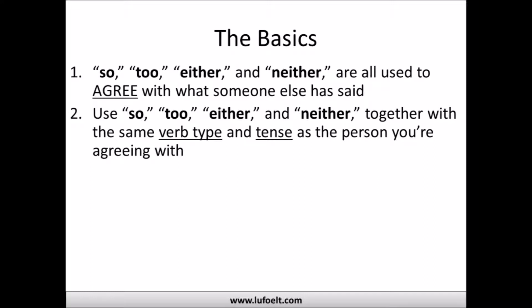So if the person you are agreeing with has used an action verb, you also need to use an action verb. If the verb is in past tense, then you also need to use the verb in past tense. If they use a be verb in present tense, you also need to use a be verb in present tense. Remember, we're responding to what someone else has already said, and we're agreeing with them, so the verb type and tense has to be the same as the person you're agreeing with. So keep that in mind as well. And I'm going to show you examples of all of this stuff, okay?